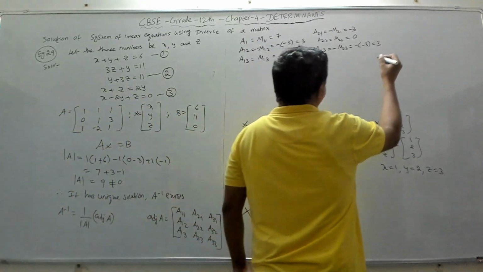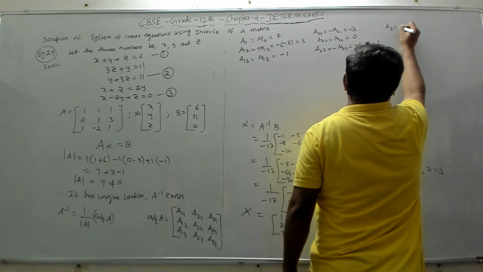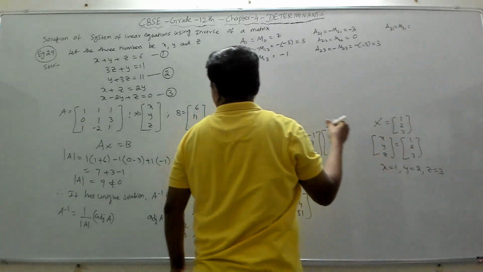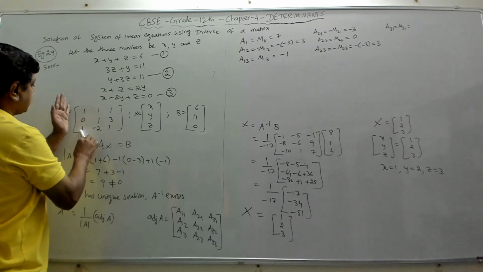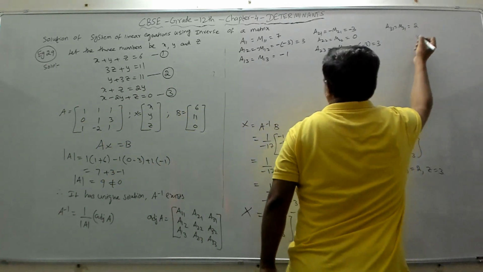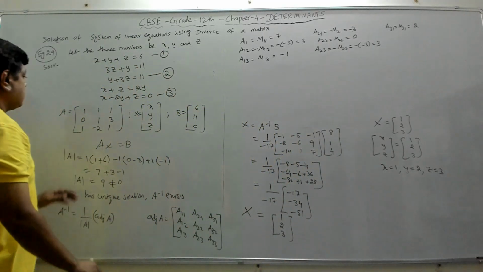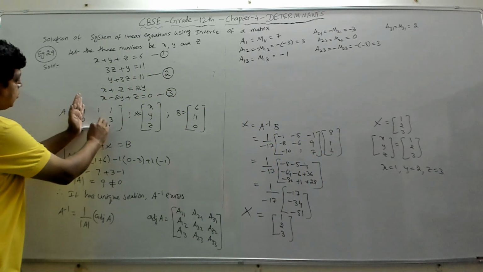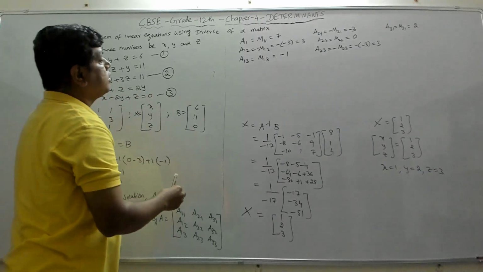Fine. Now we'll go to A31. I'm doing everything here itself. So A31 is M31, this one. So we'll close this row and this column. 1 into 3 minus 1, 2. Fine. 1 into 3, 3 minus 1, 2.